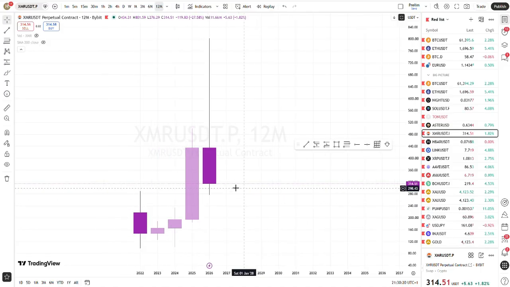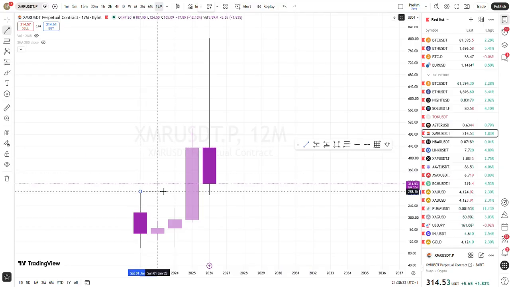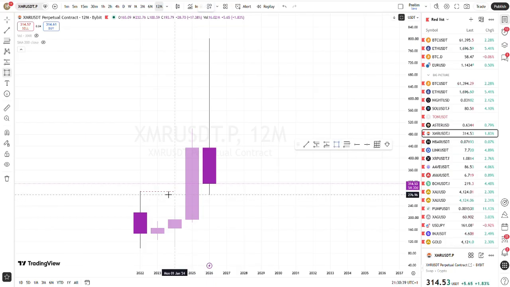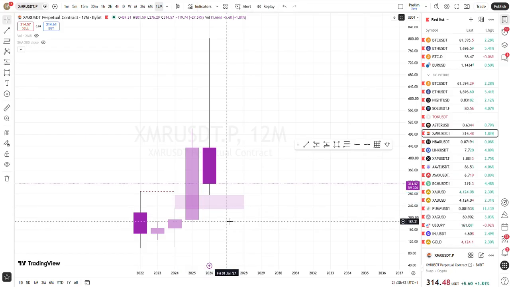Okay, and that's 2026. So you can see the movement in 2026. So what do we do? Interestingly, going by the order flow, the only thing I can see here is where the market is right now, right?